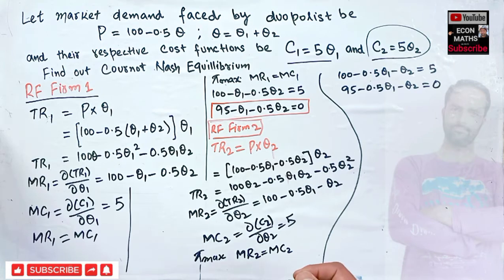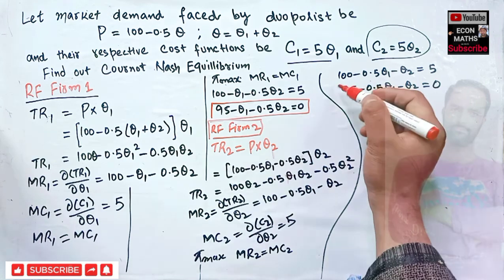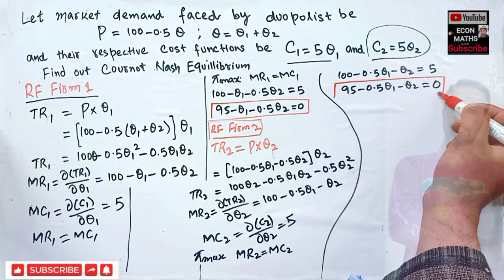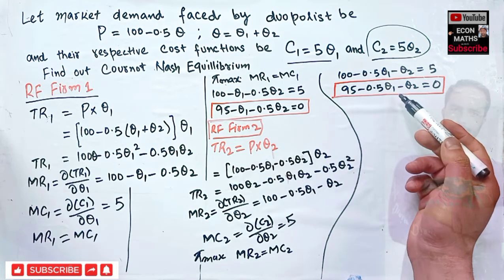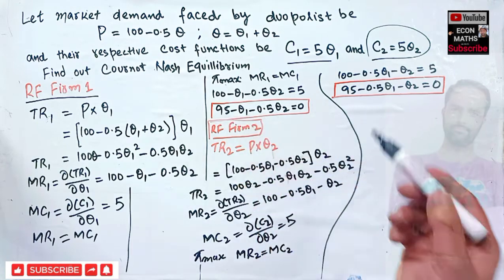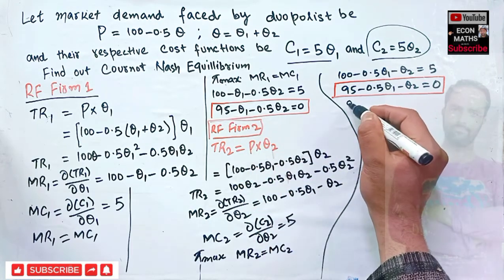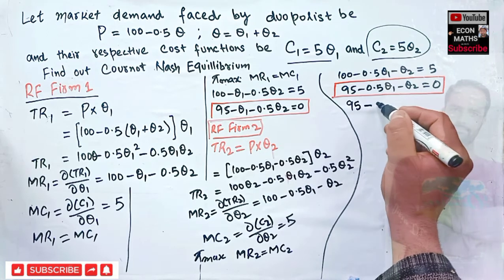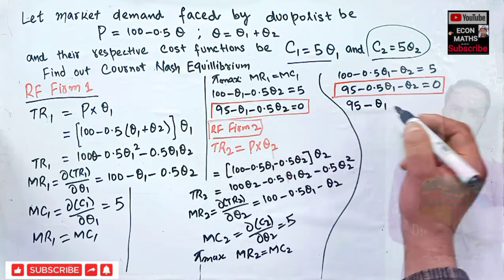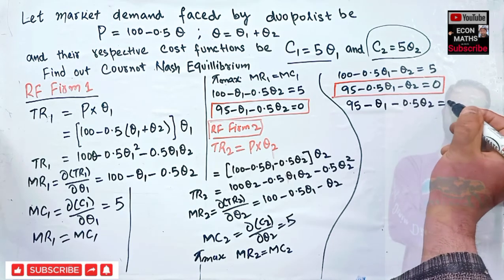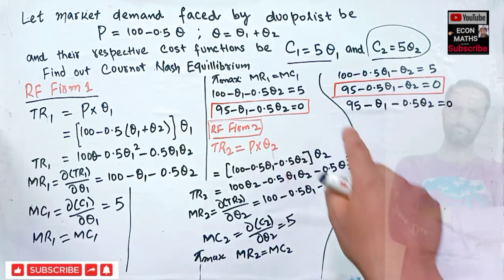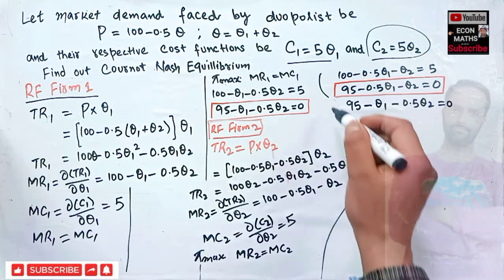Now we have two equations. This is the reaction function for firm 2. Let us solve these two reaction functions for q1 and q2. Let me write it here again: 95 minus q1 minus 0.5 q2 is equal to 0. That means we need to solve these two equations. How can we solve?